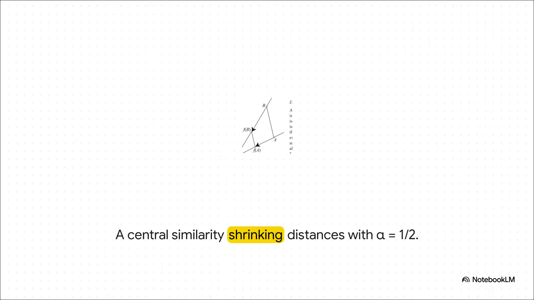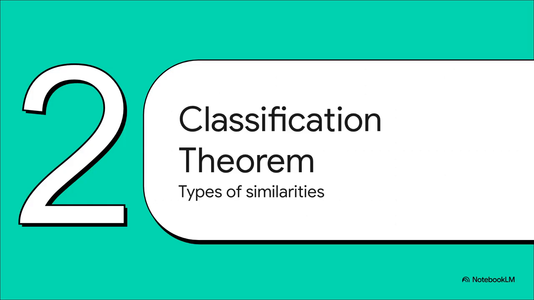And keep in mind, alpha doesn't just make things bigger. If we set our stretching factor to a fraction, say 1/2, the entire plane actually pulls inward. You can see how a central similarity with an alpha of 1/2 drags points A and B closer to that center point O. This proportional scaling, whether it's growing outward or shrinking inward, is really the heartbeat of a central similarity. Which brings us to section 2, the classification theorem.